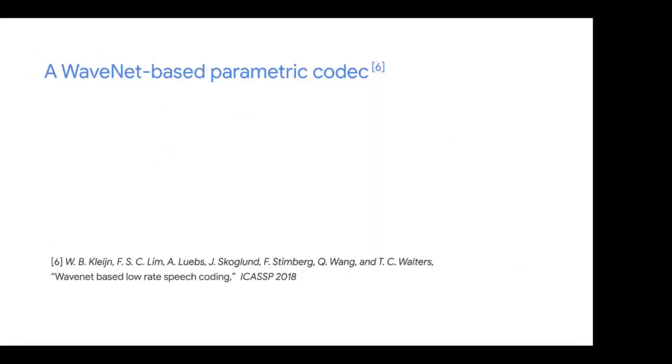So I'm going to talk a little bit about a parametric speech codec that's using WaveNet for its synthesis part. It was presented at ICASSP a couple of years ago. And to my knowledge, it was the first one to use an autoregressive network for low bitrate coding.